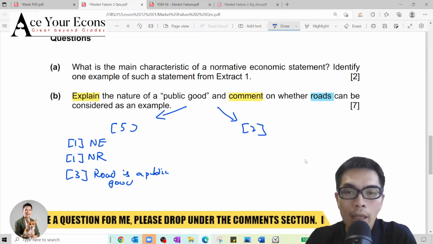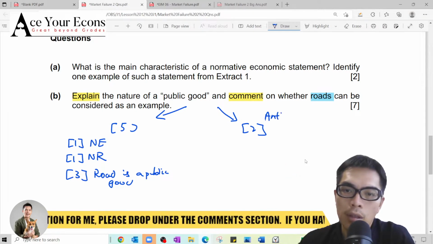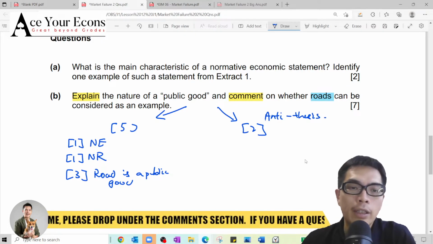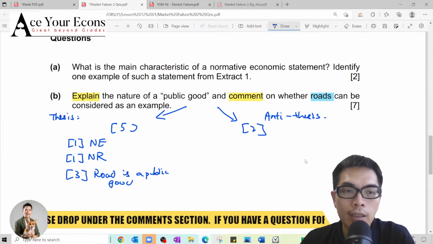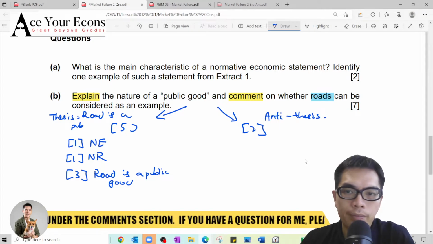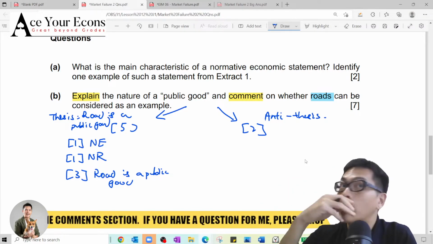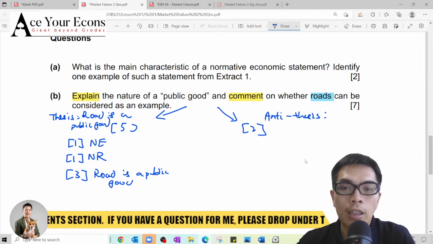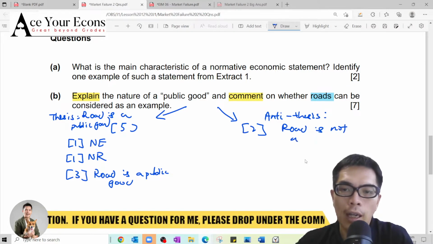Now the comment comes in as an antithesis. What do we mean by antithesis? Antithesis, the opposite will be thesis. So the thesis: road is a public good. For comment question, remember, you will always include an antithesis. So the antithesis will be road is not a public good.